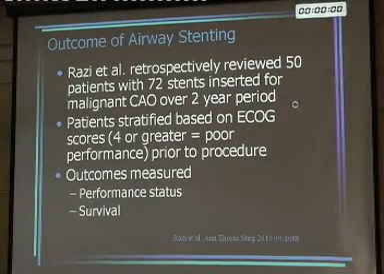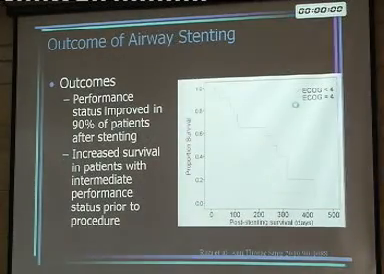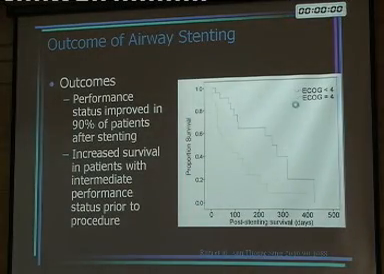And this is a recent study that I found from 2010, and I'm including it because I think it looked at data in a scientific way. This is a retrospective study, but it's 72 stents over a 2-year period, and that's mixed types of stents, metallic and silicone. And they stratified the patients based on their ECOG performance status. So looking at the patients, how are they doing performance-wise, and seeing if stents help them or not. And they also looked at survival. And I think this is the first time we see survival data, although it's retrospective.